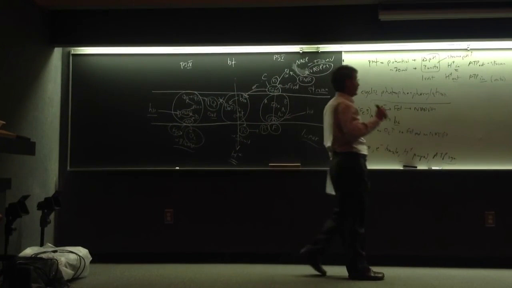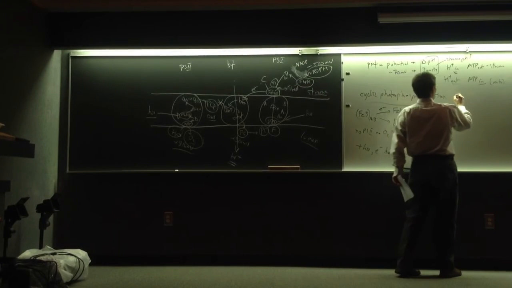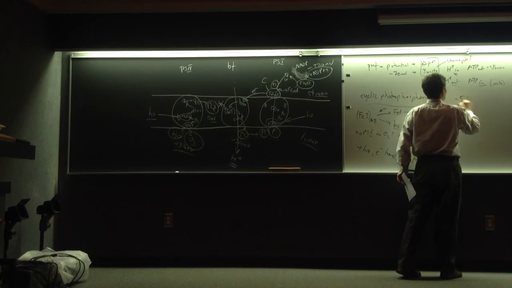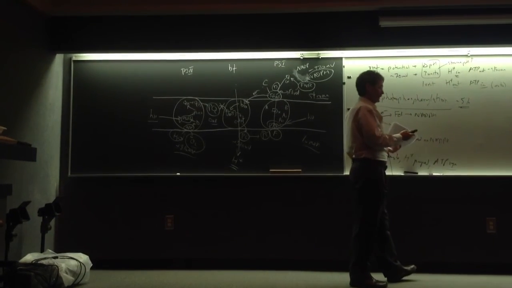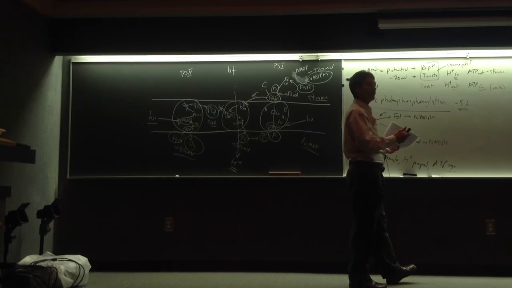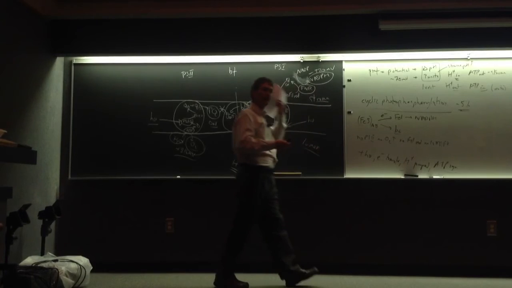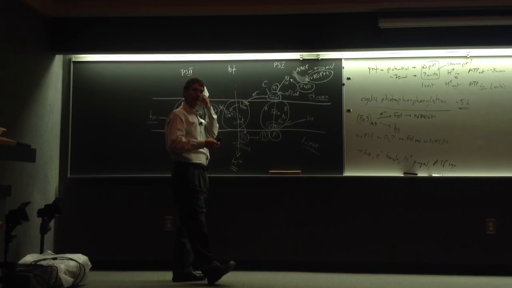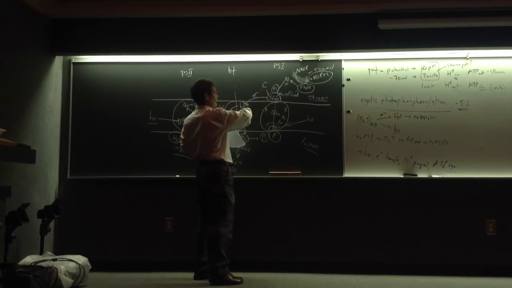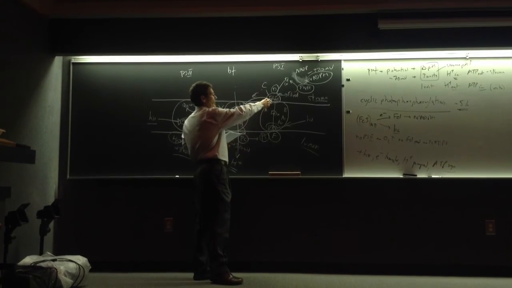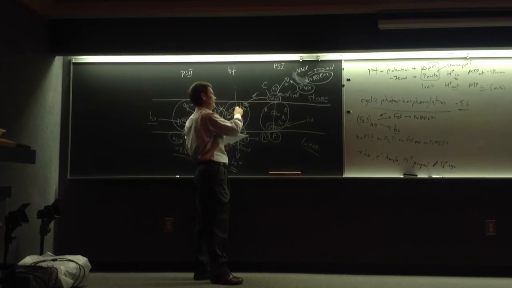So this is a very efficient way of making ATP, and about 5% of the ATP is made this way, by cyclic photophosphorylation under standard photosynthetic conditions. So again, you're short-circuiting the system from ferredoxin back to b6.